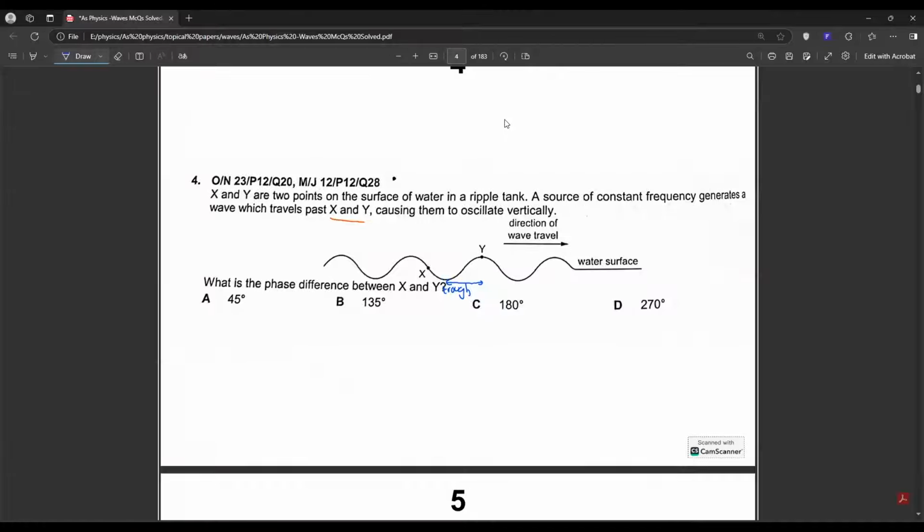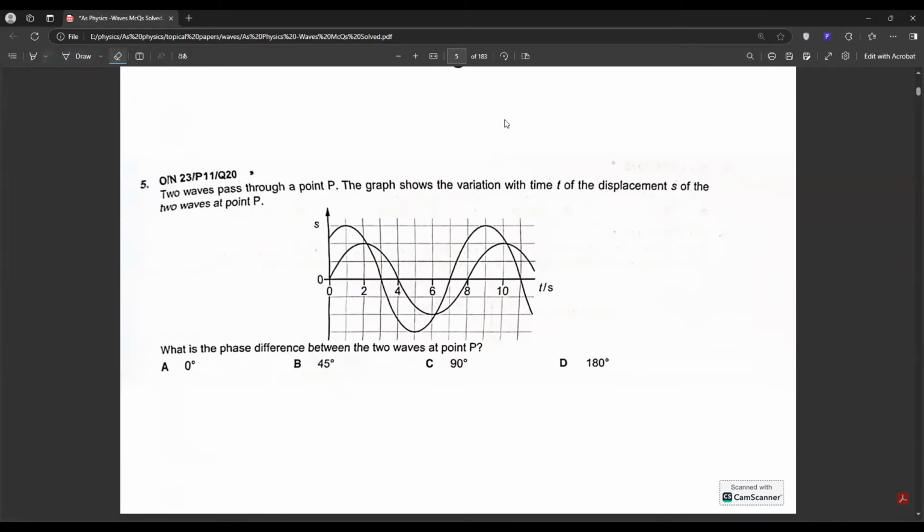But your x is slightly more towards the left. It is somewhere here. So it will have a phase difference greater than 180. All of these will get cancelled out. D is your answer, 270. Okay, let's see this question.